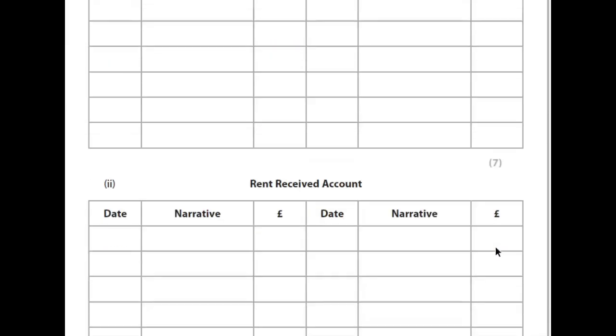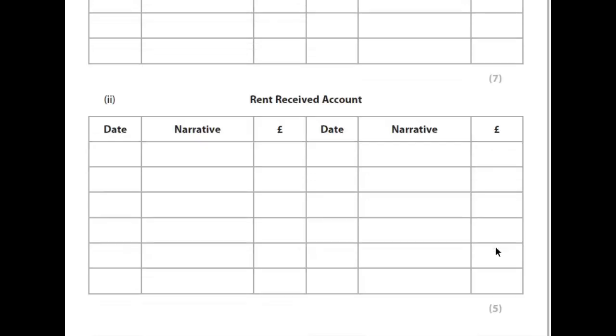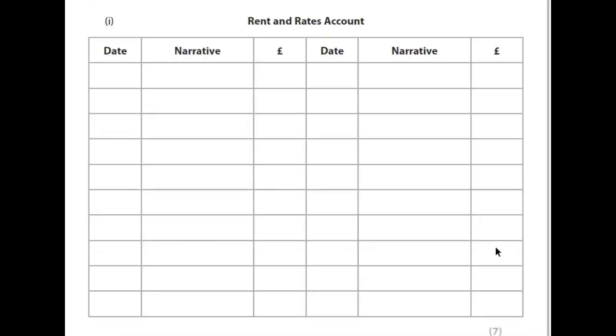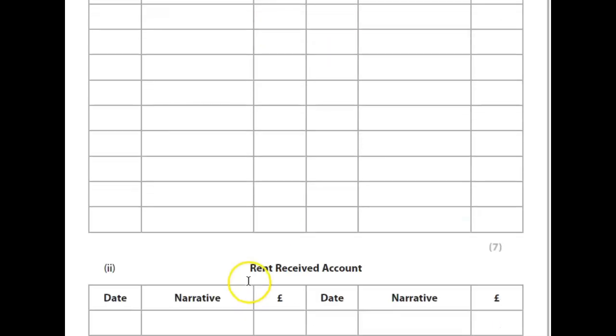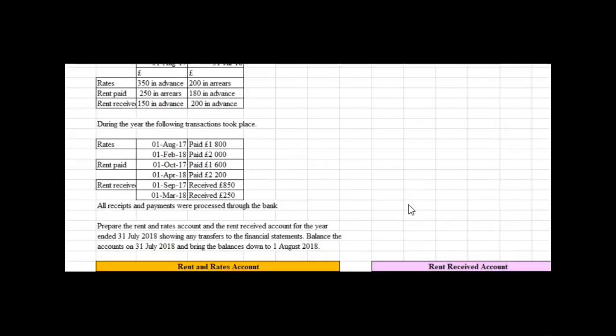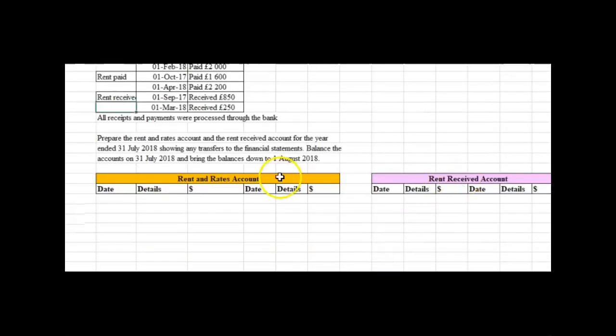This is a question from Edexcel IGCSE Accounting, January 2019, Paper 1. The question would fall under the other receivable and payable topic of our accounting syllabus. Let's dive in. The question requires the examinees to prepare the rent and rates account as well as the rent received account.